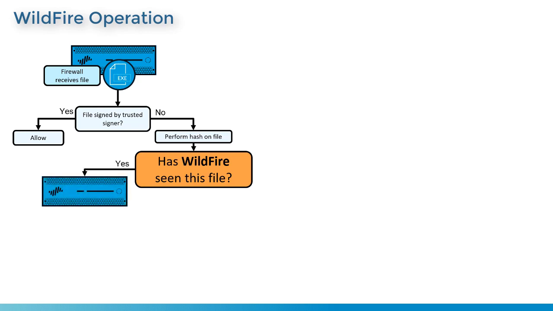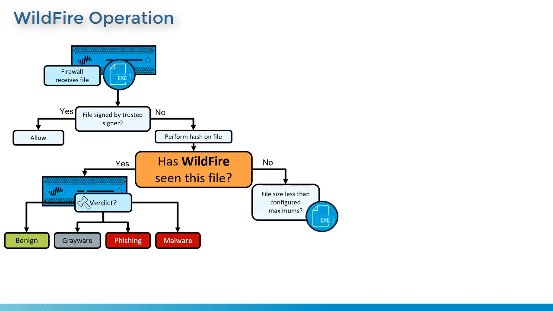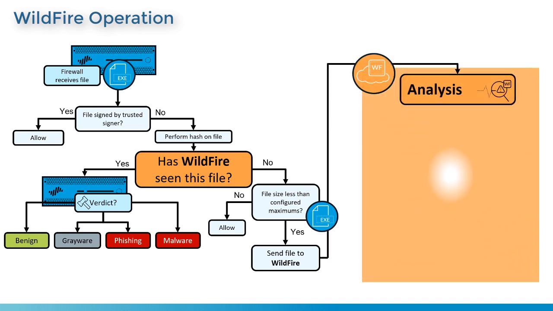If that hash has been seen before, then there will be a verdict associated. Benign, grayware, and grayware is not technically malicious, but it's not great either. Then there's phishing or malware verdicts. However, if WildFire has not seen this file before, then the firewall will check to see if the file size is smaller than the configured maximum thresholds. If the file is too large, then the firewall has no option but to allow the file. However, if the file is not too large, then it can be submitted up to WildFire for analysis.